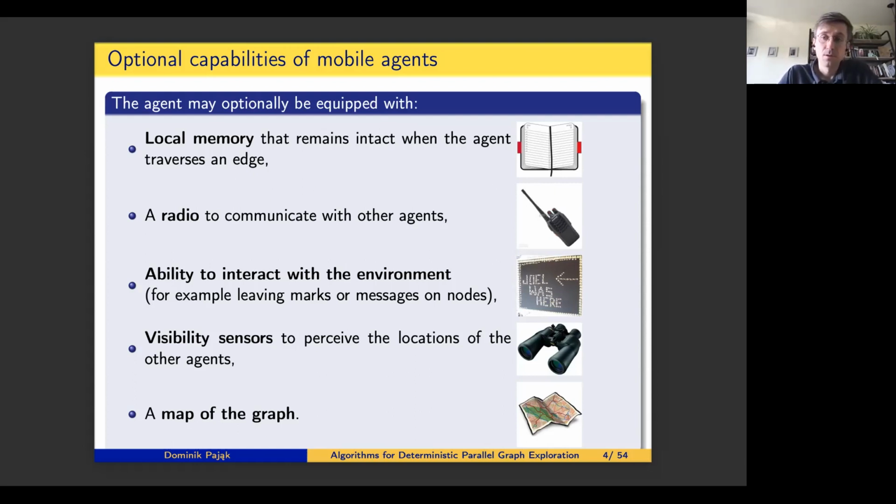So this is maybe not the most useful, because what's the point of exploring if you already have the map? In this talk we will focus on the first three: the memory, the radio, and the interactions with the environment.